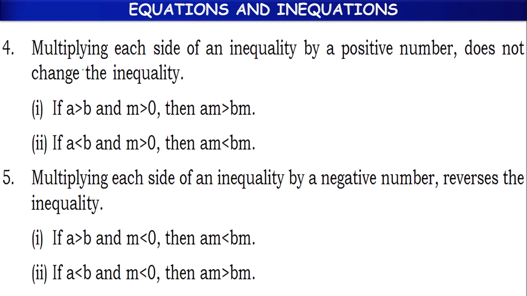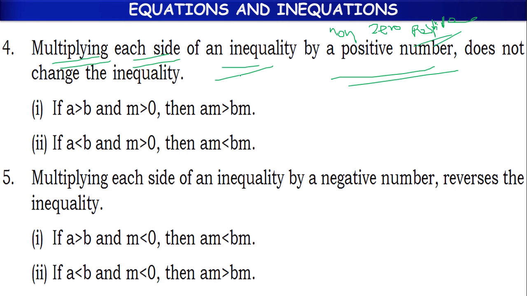In the same way children, multiplying each side of an inequality by a positive number, a non-zero positive number, because while multiplying with 0, the total value will become 0. So that's why we consider all the positive numbers. Anyway, 0 is not positive. That's why they have mentioned only a positive number. So multiplying the inequality by a positive number does not change the inequality.